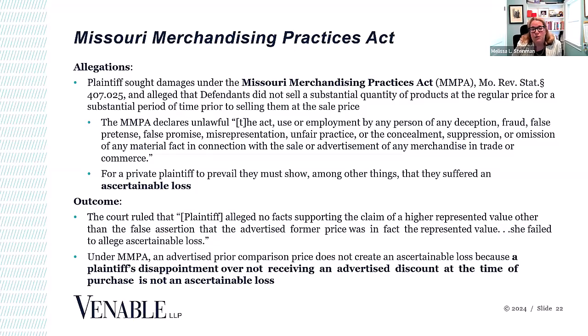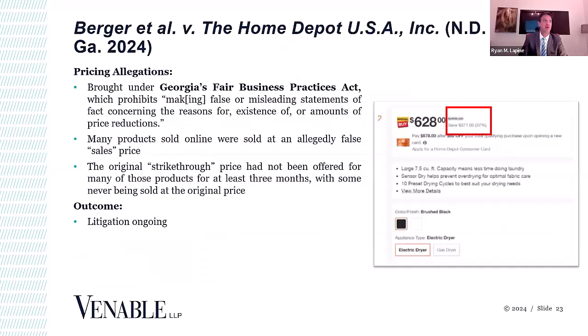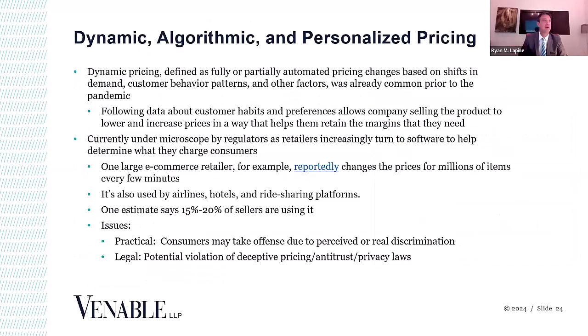So you do need to worry about compliance if you are offering products for sale in a given state. And Ryan, I think we're going to need to skip ahead to other sections. I was going to say there's examples in Missouri and in Georgia, but they're very similar to what we saw in California. But mostly, maybe we can talk about dynamic, algorithmic, and personalized pricing.